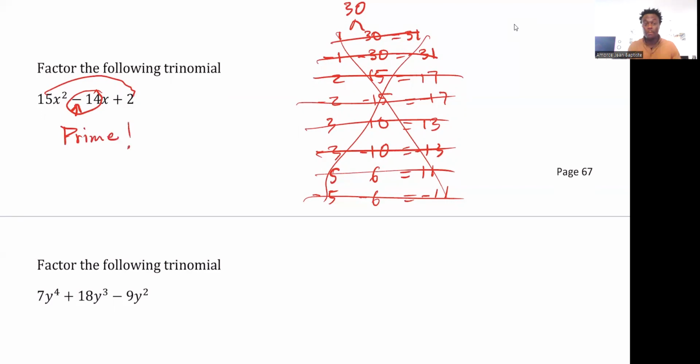But make sure you check for all the possible factors. That's why you see me going down from 1, 2, 3, 4, 5, checking all of them. Once I get to numbers that can't get me to 30 anymore, I know that I don't have any factors. But before you conclude that you have a prime trinomial, make sure you check for all the factors.